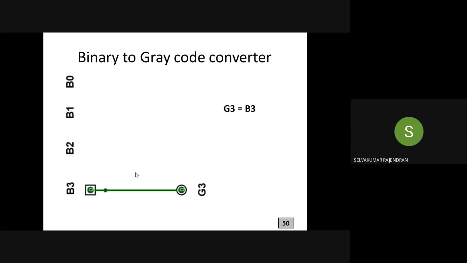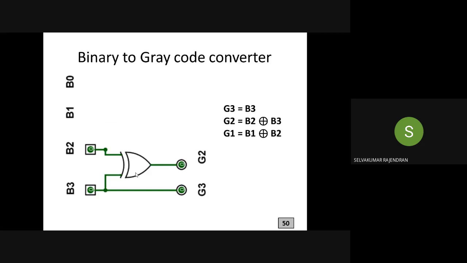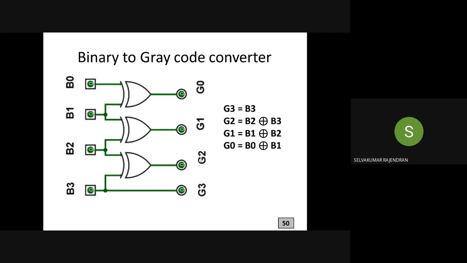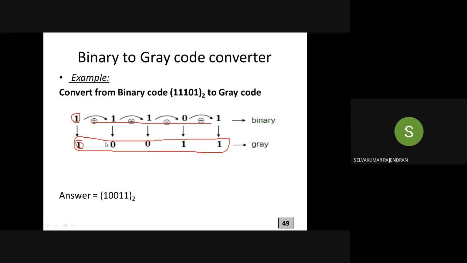So this is the circuit for the binary to gray code converter. We know the Boolean expressions. G3 should follow B3. G2 is nothing but the B2 bit position XOR with the B3 bit position, like here in this example.